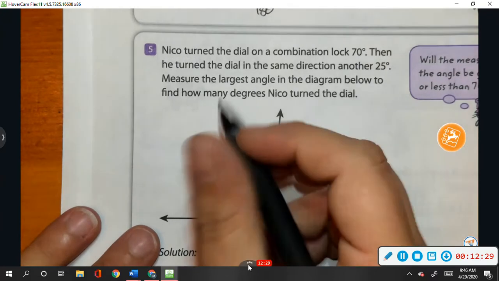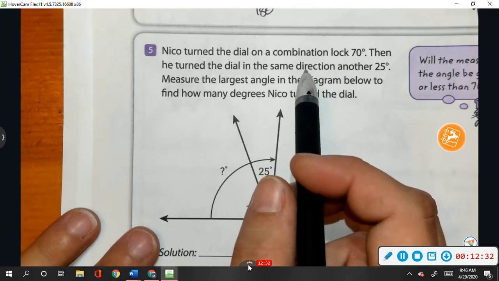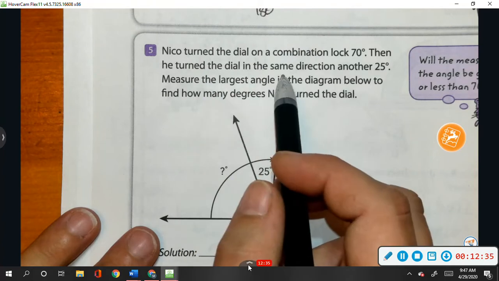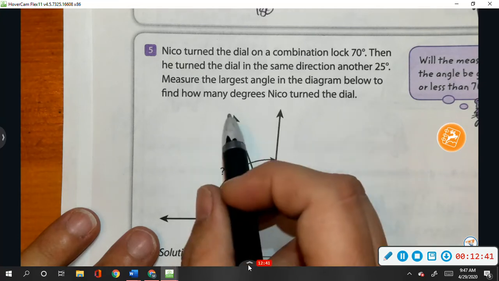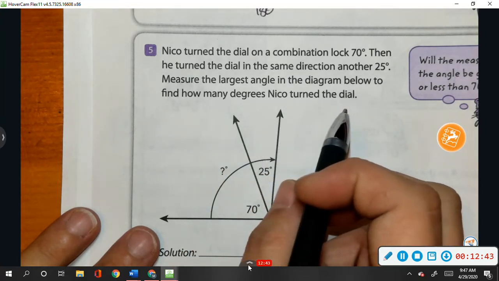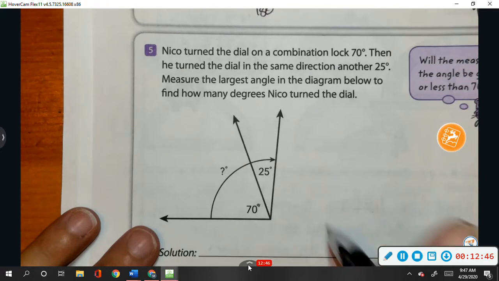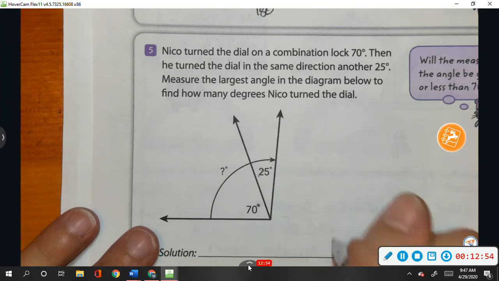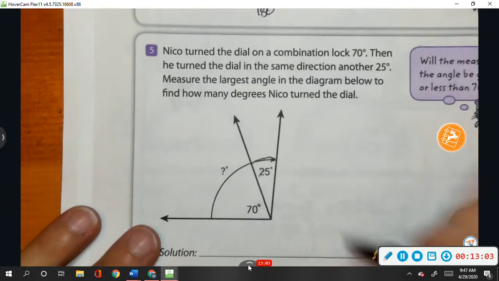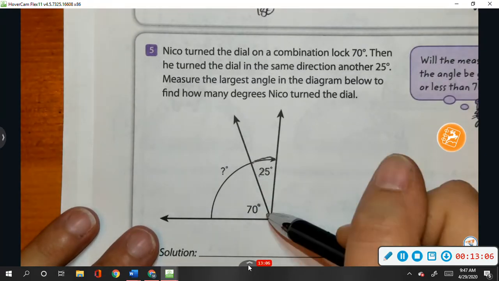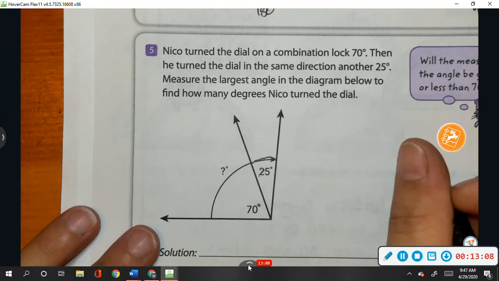And then finally we have number 5. Nico turned the dial on a combination lock 70 degrees. Then he turned the dial in the same direction another 25 degrees. Measure the largest angle in the diagram below to find out how many degrees Nico turned the dial. Well, if he went 70 degrees and he moved it 25 degrees, now we could use a protractor or we could use our benchmark angles, but this is actually going to preview into what we're going to be doing tomorrow. If I want to know how much more degrees he moved after he had 70 degrees, all I really need to do is add my degrees.